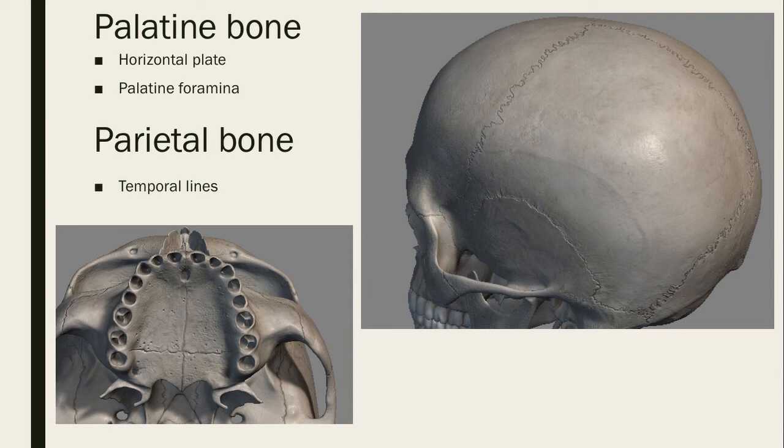And on the parietal bone, there's two parietal bones. So this is one of them. They're on either side of your skull. And on both of them, there are these ridges right here. It's pretty faint in this picture, but it's called the temporal lines, and it's where muscles come up from your jaw and attach to those right there.